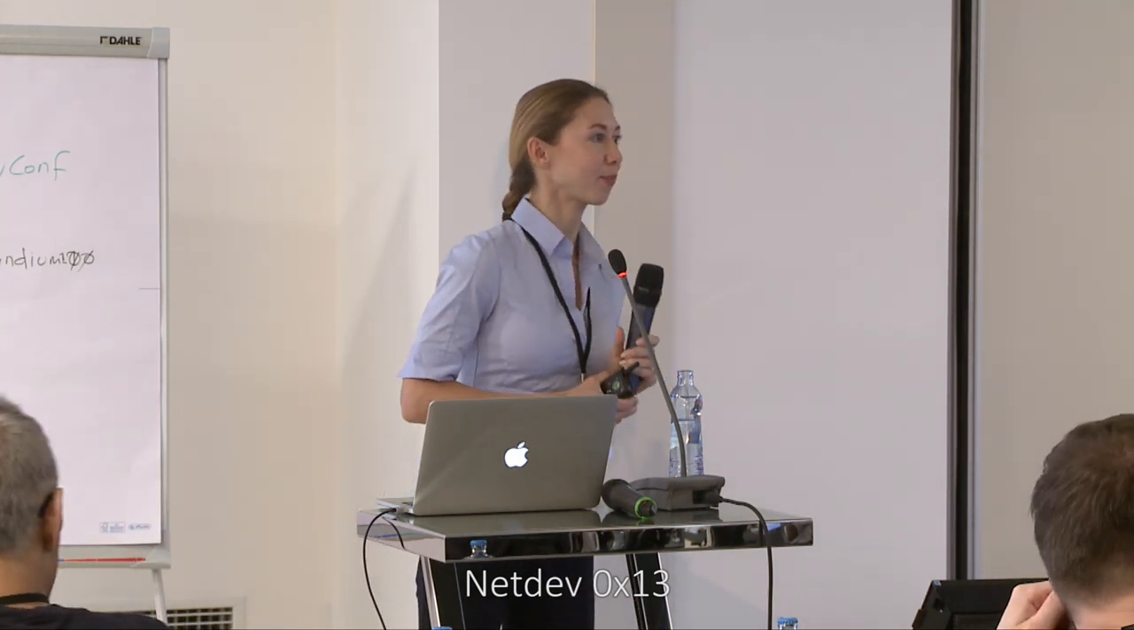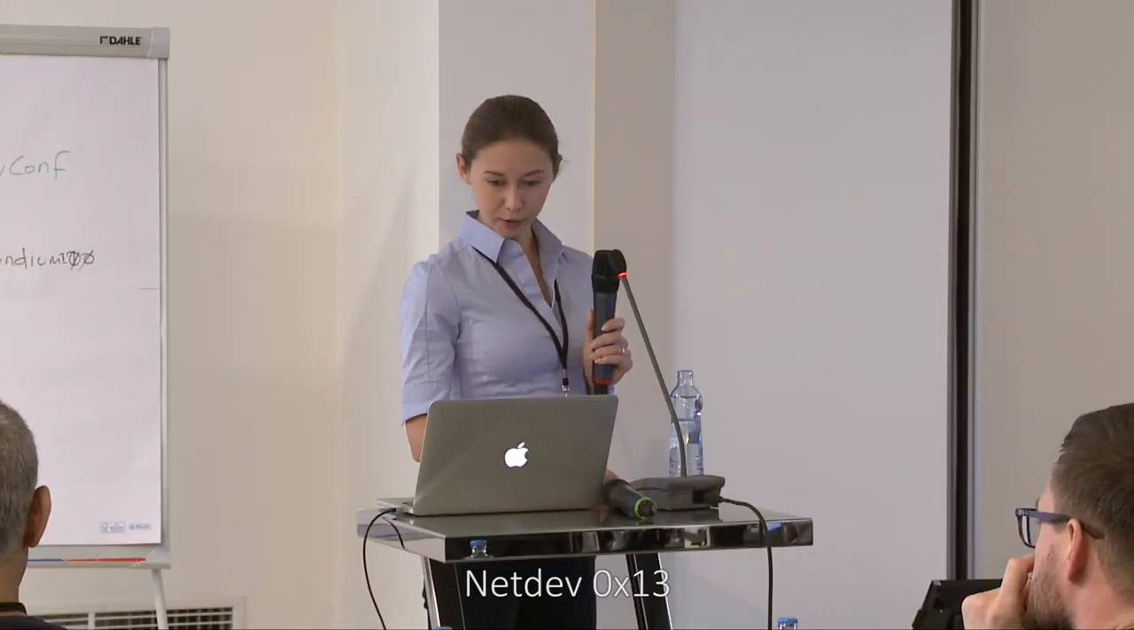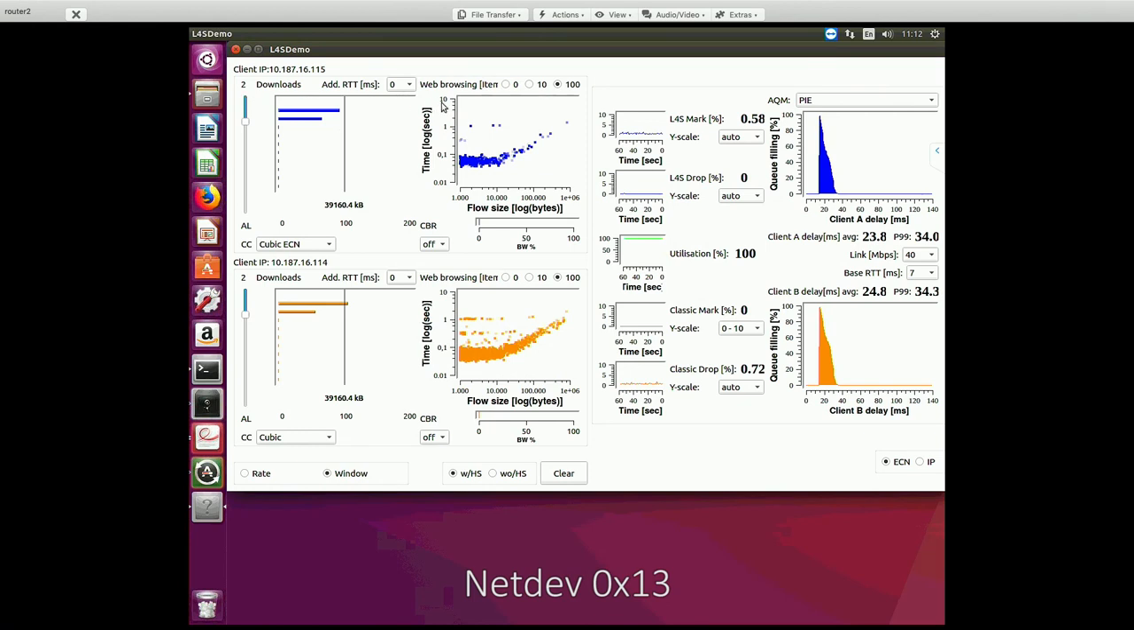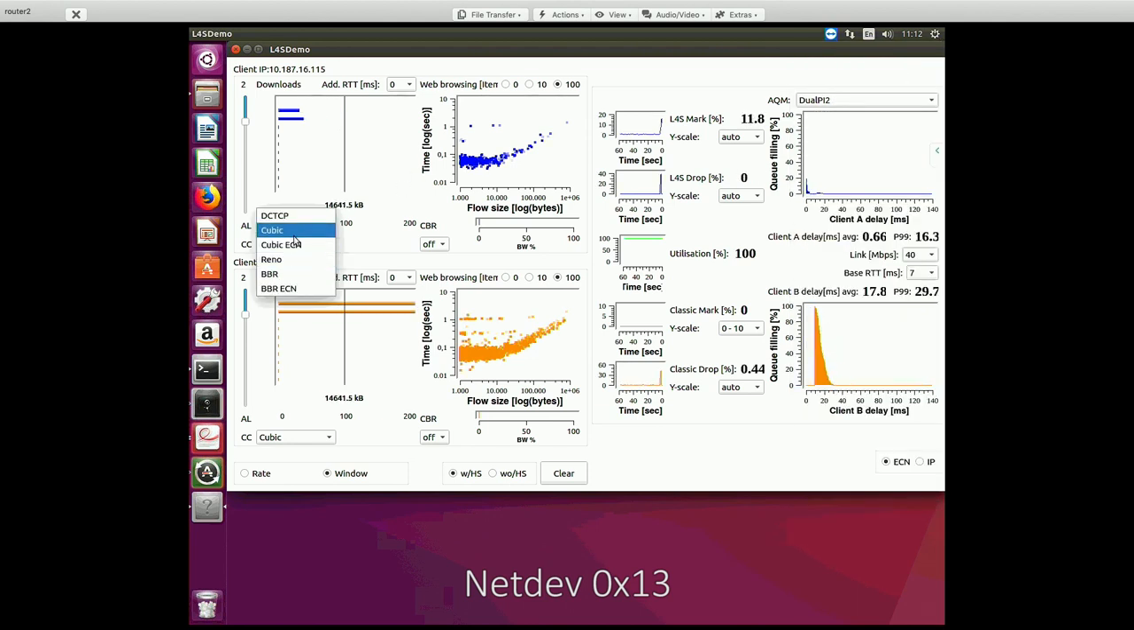Yes. In your demo, right, I see you could introduce a little more delay. Did you try with a large delay as well? Yes, we did. I can actually show it. So I'll switch back to DualPI2, and then I'll set DCTCP again on the first sender and receiver pair.